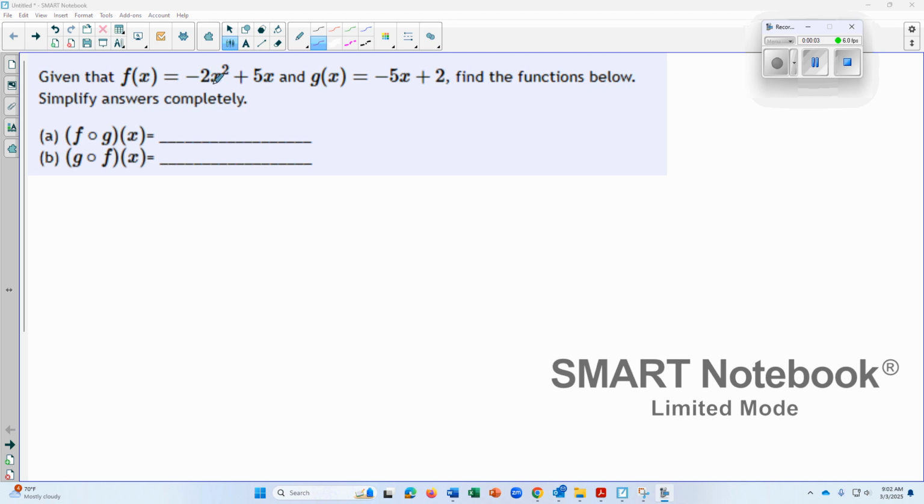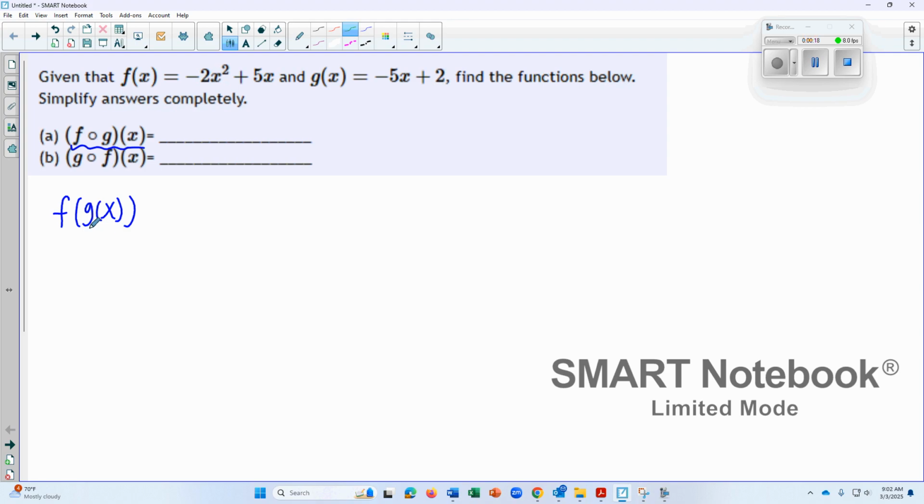All right, let's take a look at this. So there's a lot of algebra going on here. So the first part, A, f of g of x, what that's saying is that we're going to substitute the g function into the f function.